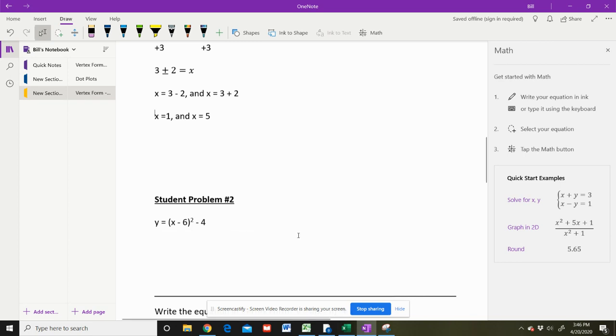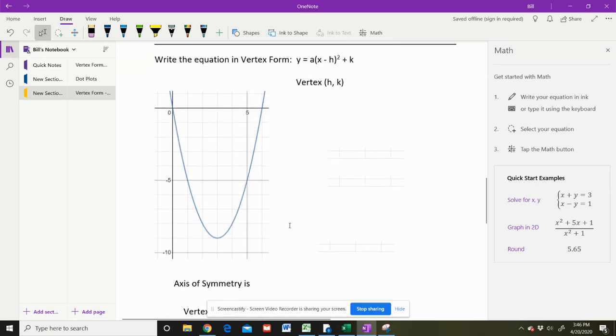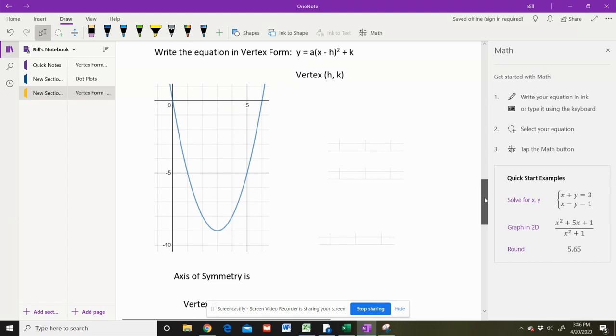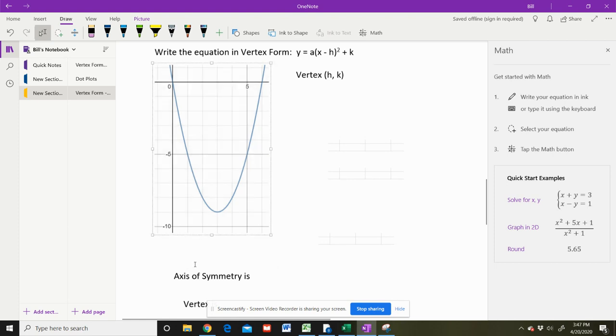All right, so for our last part of this lesson today, now that we have the graph, what I want you to do is, looking at this graph, can you tell me what the equation would be? Can you tell me what the axis of symmetry is? Can you tell me what the vertex is?